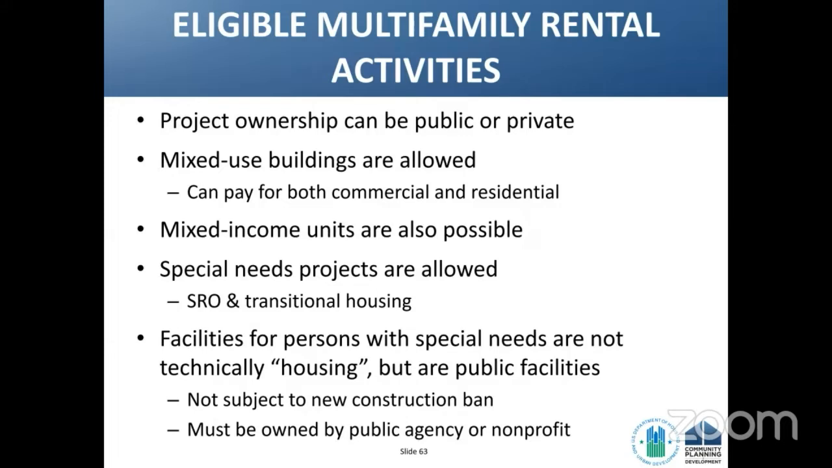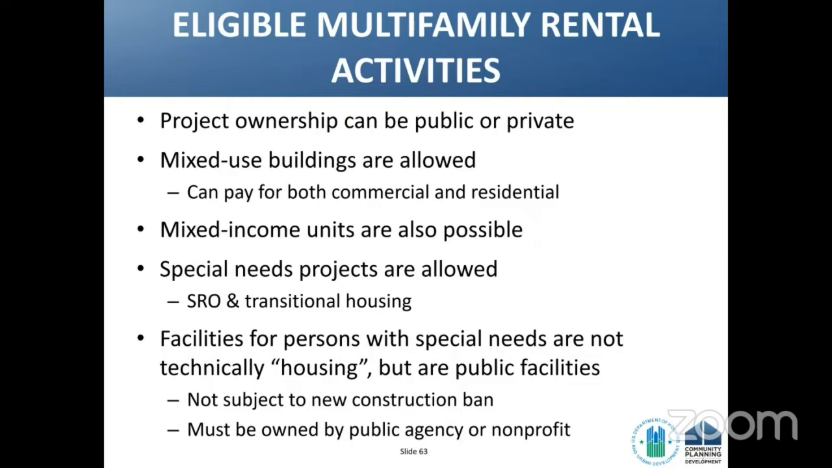Okay. Note that with regard to multi-unit structures, they can be privately or publicly owned. There's no requirement that they have to be owned by the grantee or a nonprofit. It can be owned by a for-profit. The idea is that at the end, a national objective will be met by the rehabilitation of the rental units.